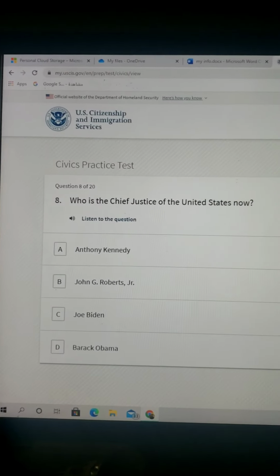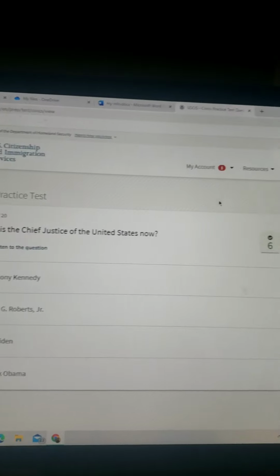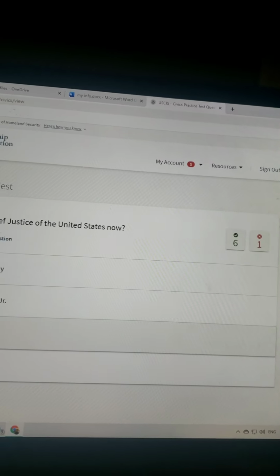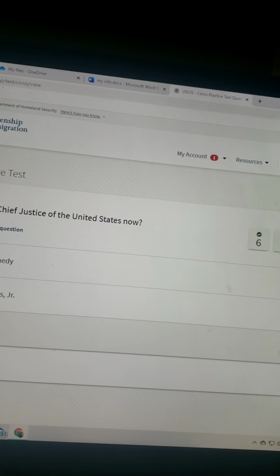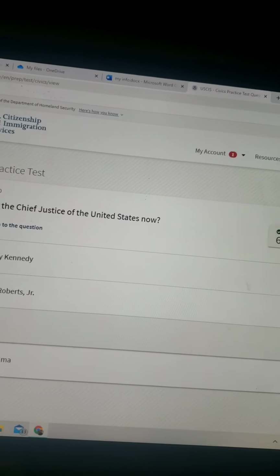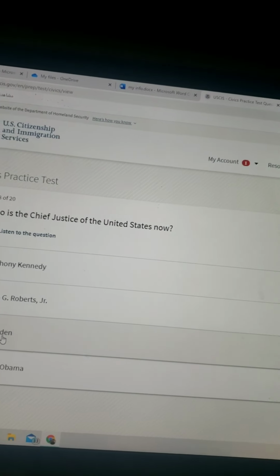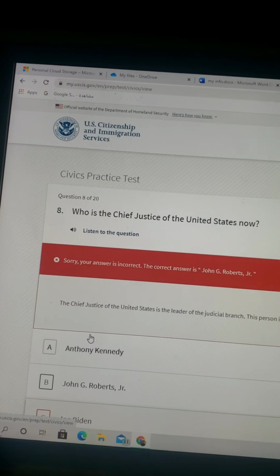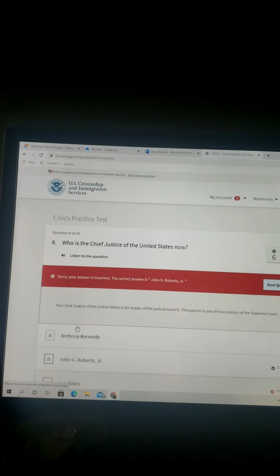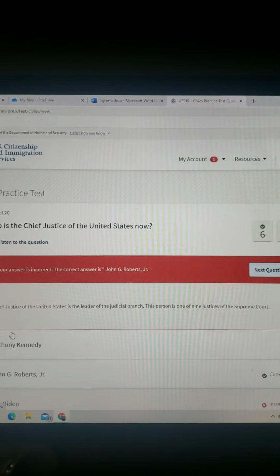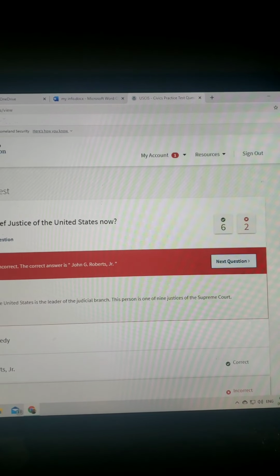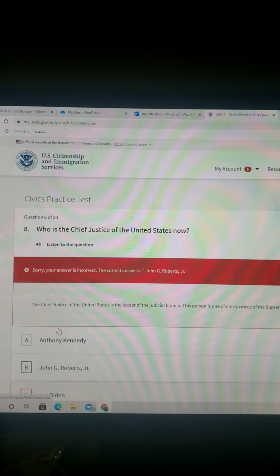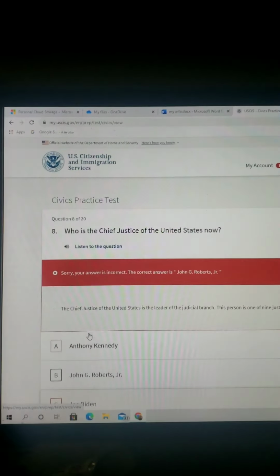Who is the Chief Justice of the United States right now? So the Chief Justice of the United States is... Is it the President of the United States? I guess. Sorry, the Chief Justice of the United States is the leader of the judicial branch. This person is one of 9 justices of the Supreme Court. So the correct answer is John J. Roberts. Okay.